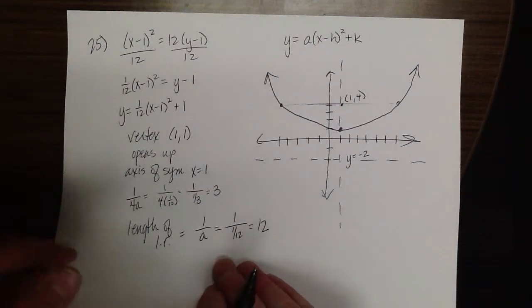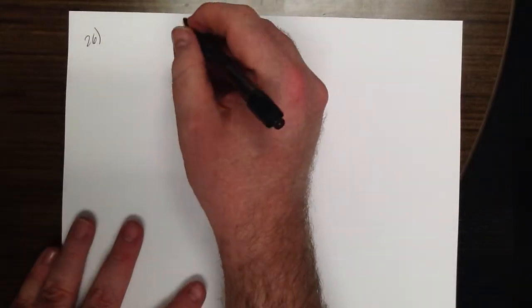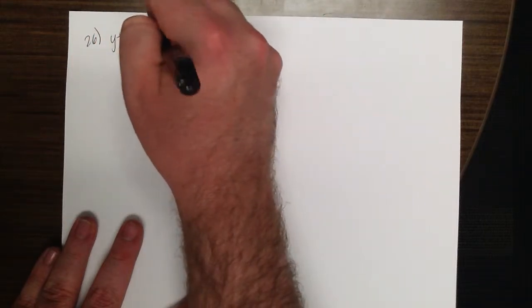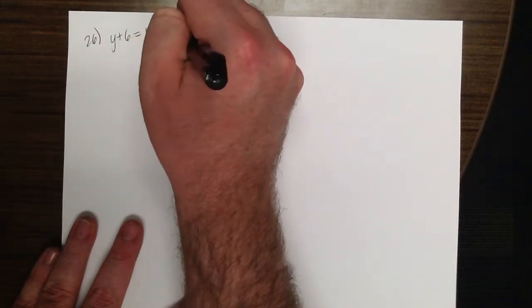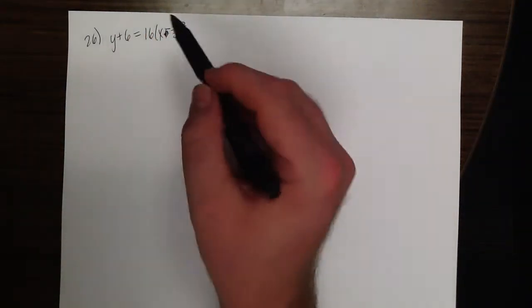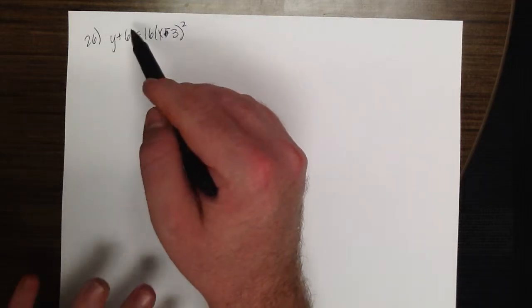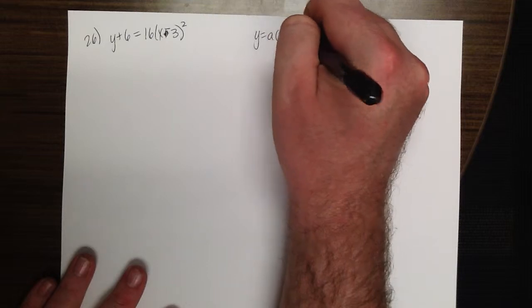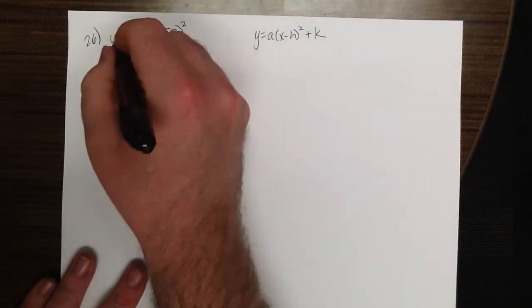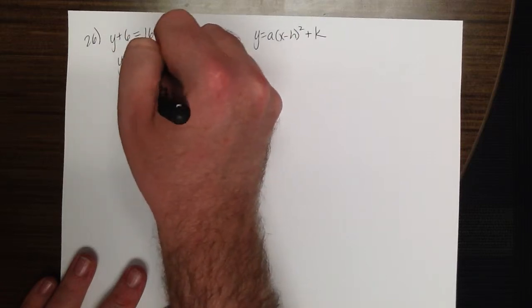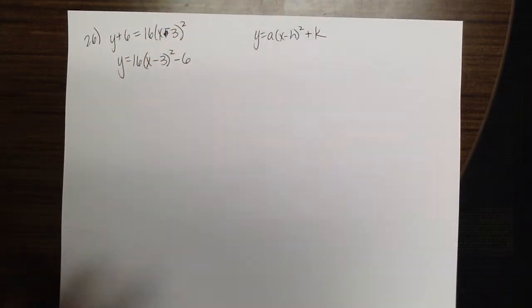Alright, number 26, we've got y + 6 = 16(x − 3)², sorry. Okay, we know this is a parabola because the x is squared and the y is not. The only thing to get it in standard form is to take the 6 over. So y = 16(x − 3)² − 6.